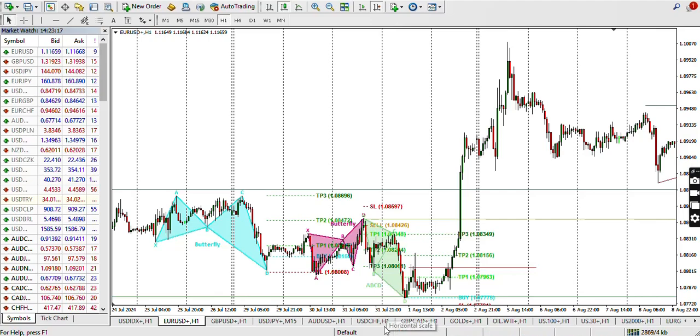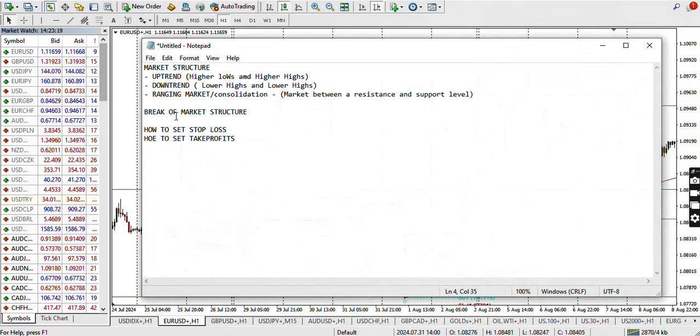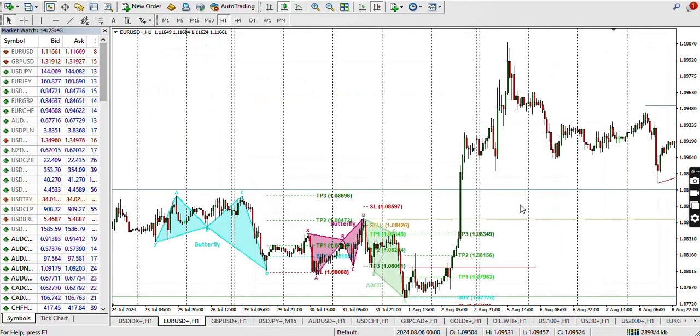Moving on from there, we've touched on market structure and break of market structure. So let's look at how you can actually enter trades on an uptrend and on a downtrend using this information that we have: higher lows, higher highs, lower highs, lower lows, and then the ranging market as well. Let's look at how we can enter trades before we apply stop loss and take profits, and that will be it for this particular strategy.